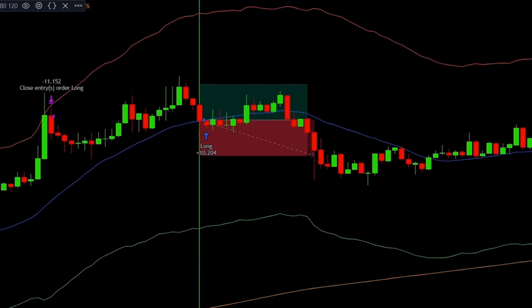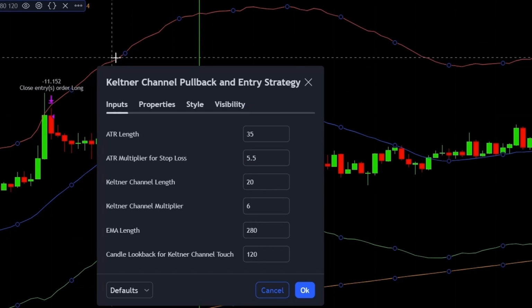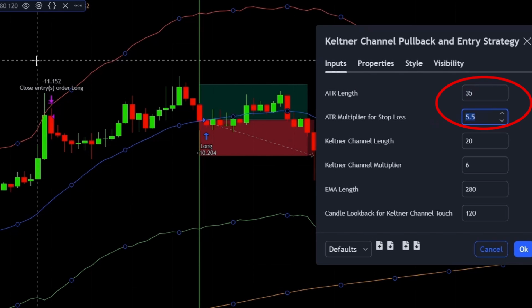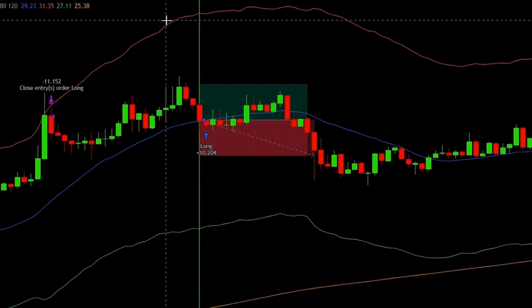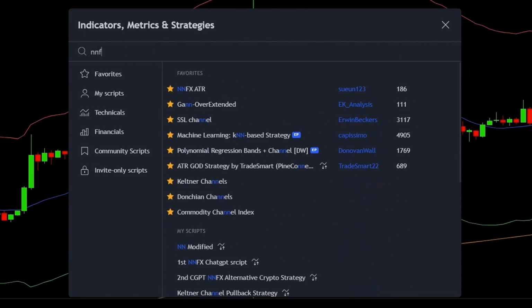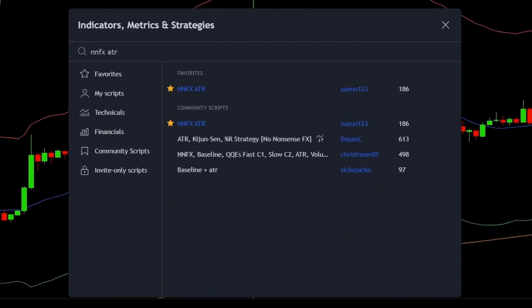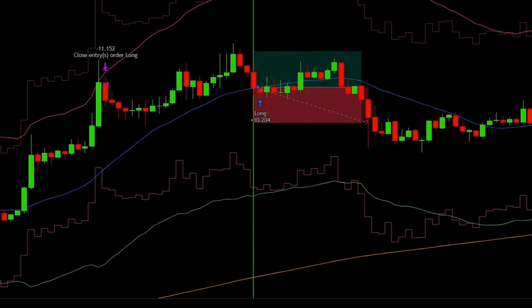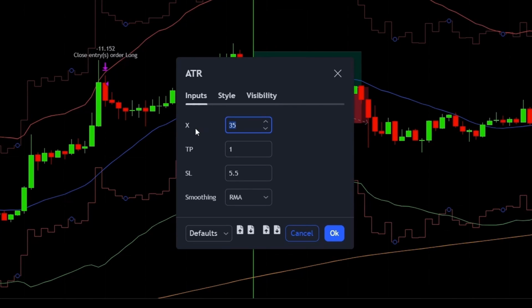The stop loss will be placed at a set ATR distance. If we open up the Keltner channel strategy settings, you can see that we used a 35 length ATR with a 5.5 multiplier. If you want to make the stop loss levels visible on the chart, then open up the indicators tab and type in NNFX ATR. Add this one to your chart. I already did that, so let's see the settings. I set the X value, which is the length of the ATR, to 35, and the SL value, which is the stop loss distance multiplier, to 5.5.